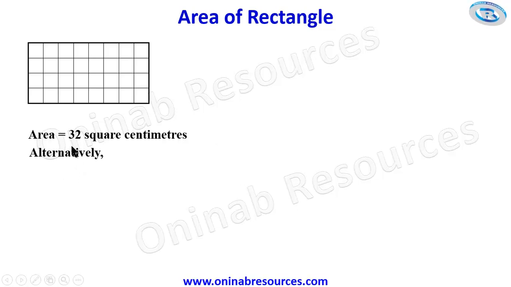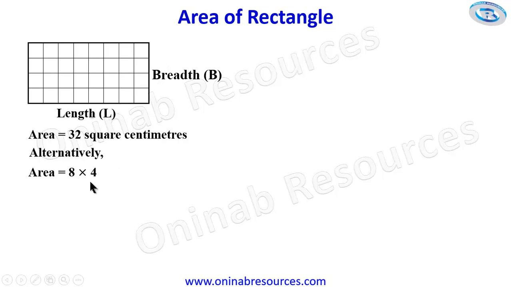Alternatively, we can have this longer side to be length and the short side to be breadth, so that our area now will be, 1, 2, 3, 4, 5, 6, 7, 8. We have 8 boxes along the length, and 1, 2, 3, 4 boxes along the breadth. So we multiply the 8 by 4, giving us also 32 square centimeters. So that in general, we have the area to be the length times the breadth.